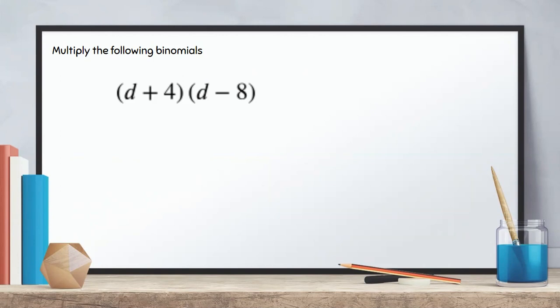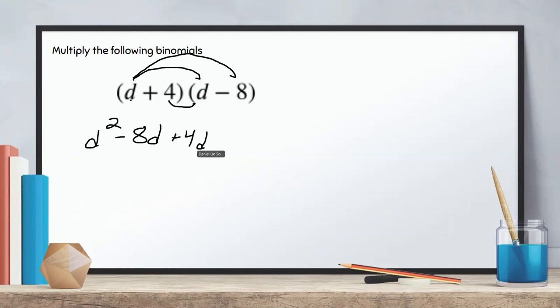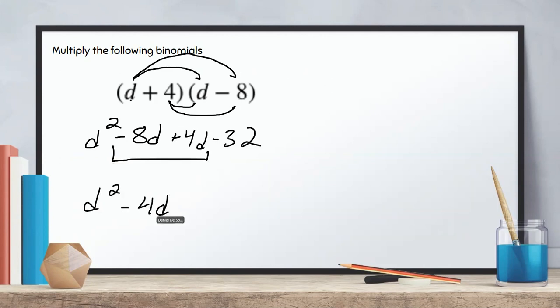Double distribute, we distribute each of these terms to each of the other terms. So that looks like this. D times D is D squared. D times -8 is -8D. 4 times D is +4D. And 4 times -8 is -32. I'm going to combine like terms, and I'm left with D squared minus 4D minus 32.